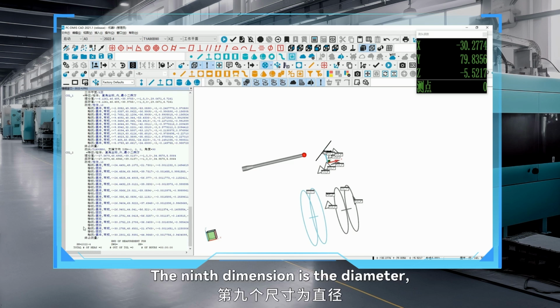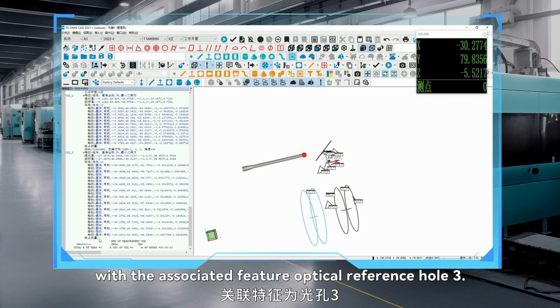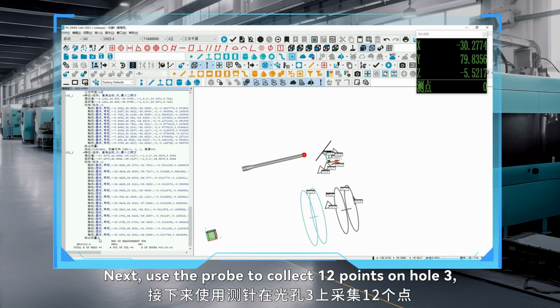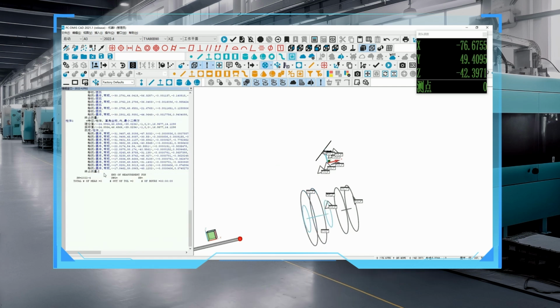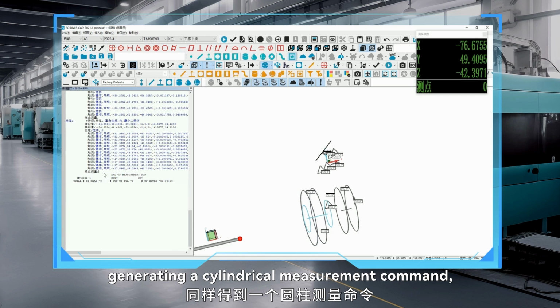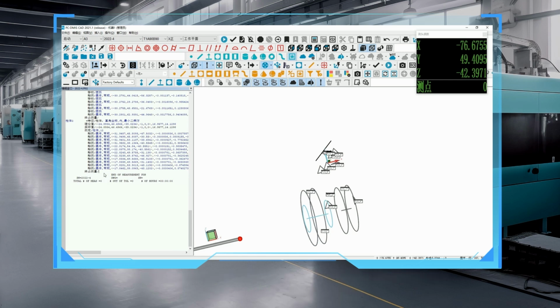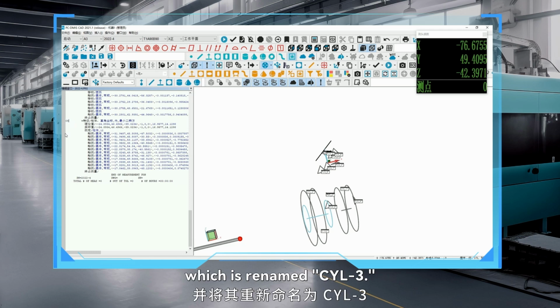The 9th dimension is the diameter, with the associated feature being optical reference hole 3. Next, use the probe to collect 12 points on hole 3, with 3 layers, 4 points per layer, generating a cylindrical measurement command, which is renamed CYL3.